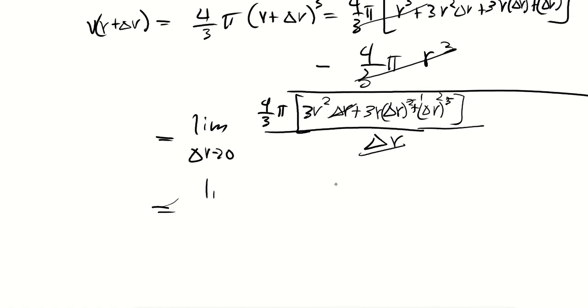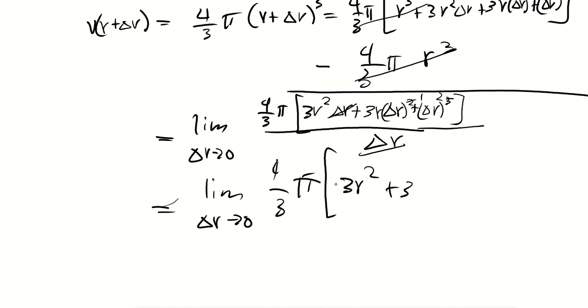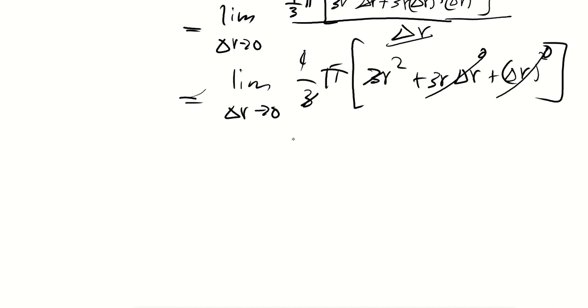So we have here 4 over 3 pi and the remaining 3r squared plus 3r delta r plus delta r squared. And if you apply the limit as delta r approaches 0, this will become 0 and this will become 0. Then this will cancel out here. Then we have now the change in volume with respect to r will be equal to 4 pi times r squared.